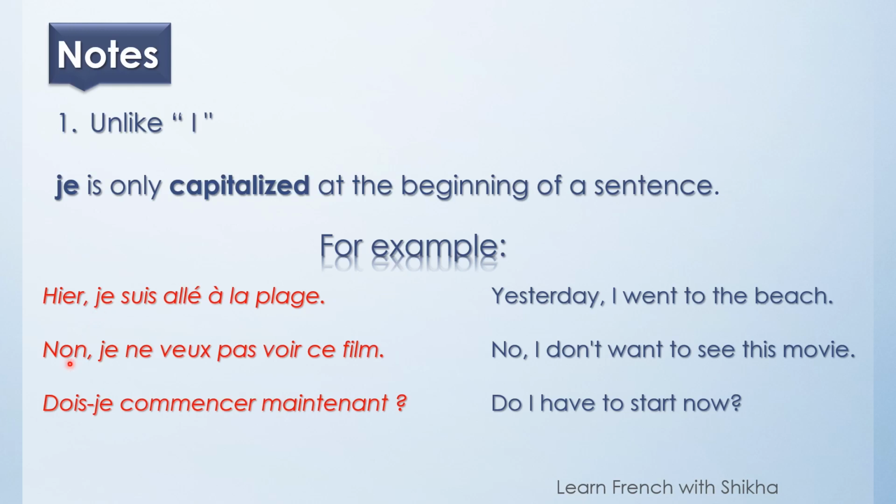Next, non, je ne veux pas voir ce film. No, I don't want to see this movie. Dois-je commencer maintenant? Do I have to start now? So you can see in the second and third examples also, je is used in the middle. So it's a small j we have used, not the capitalized one. Whereas in English, we use I whether at the start of the sentence or in the middle as the capitalized one.